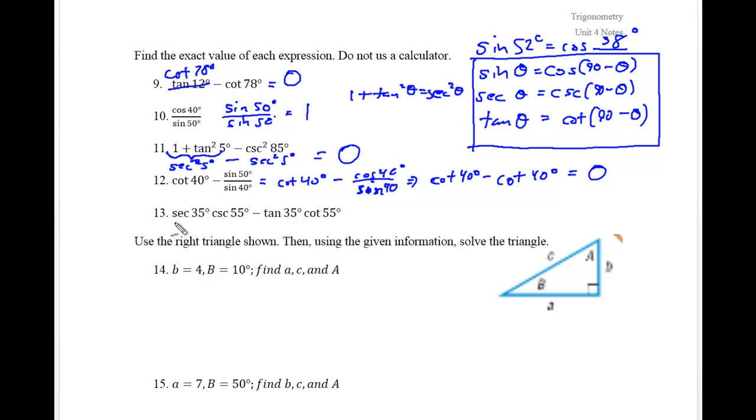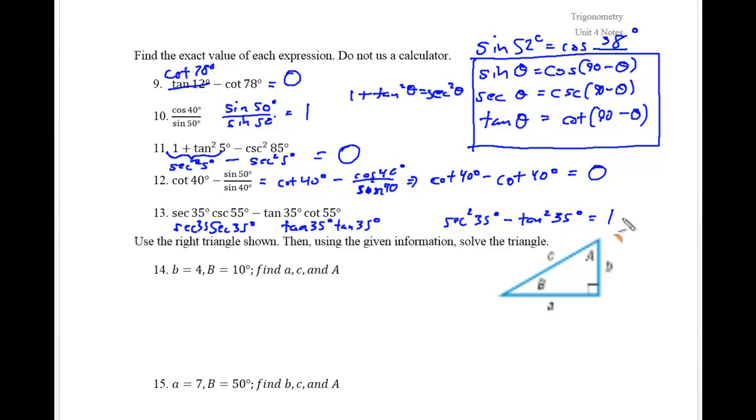For problem number 13, there's really not a lot of room to write this, but I could turn this cosecant of 55 degrees into secant of 35 degrees. So this gives me secant of 35 degrees times secant of 35 degrees, which is the same thing as secant squared of 35 degrees. Then I could turn this tangent 35 and cotangent 35. Since I'm basically making everything in terms of a 35 degree angle, I'm going to turn this cotangent of 55 degrees into the tangent of 35 degrees. So now I have secant squared 35 degrees minus tangent squared 35 degrees.